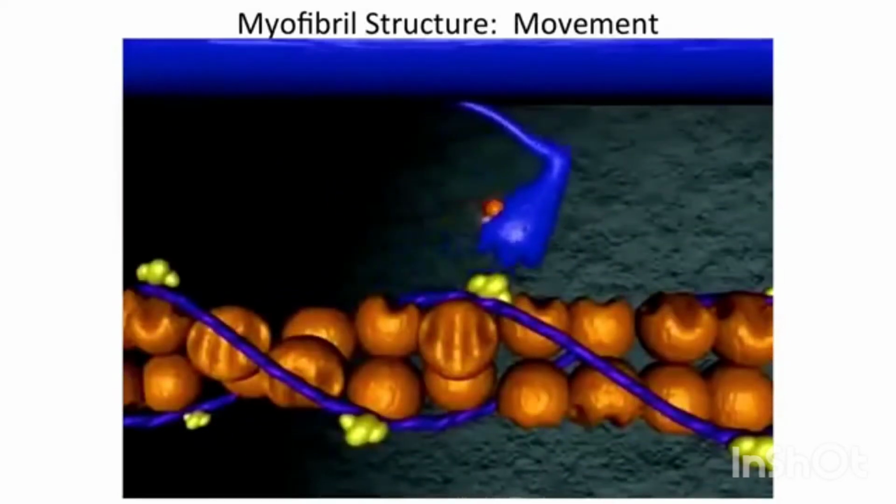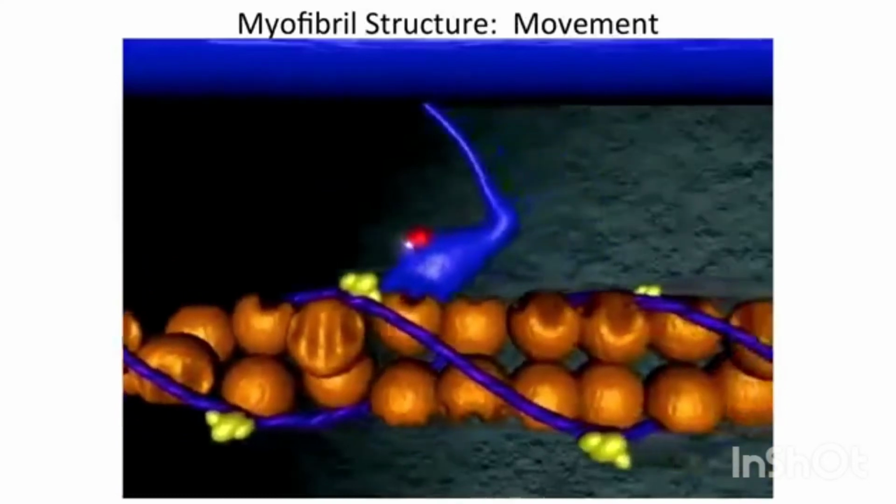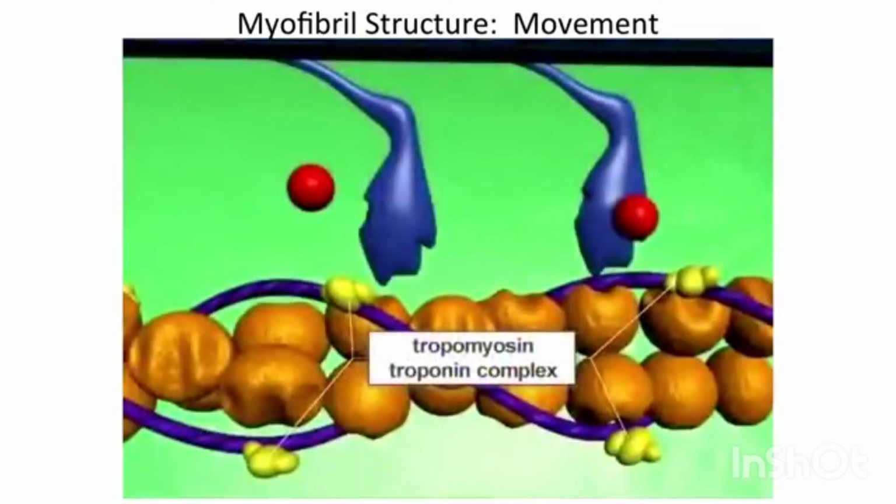At rest, most cross bridges are in the cocked configuration, prepared to interact with actin when the tropomyosin troponin complex is moved away from myosin binding sites on actin by calcium ions.